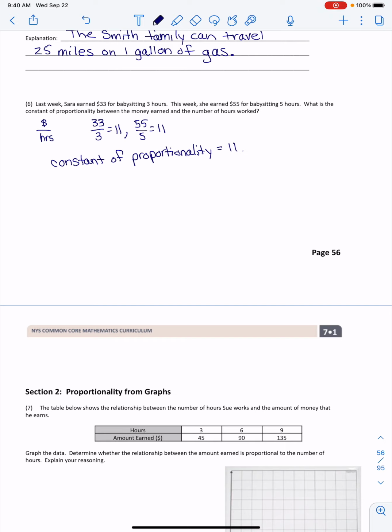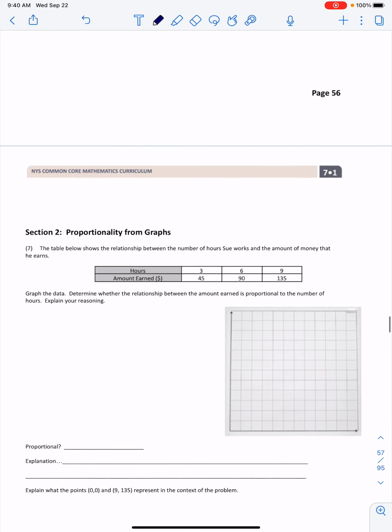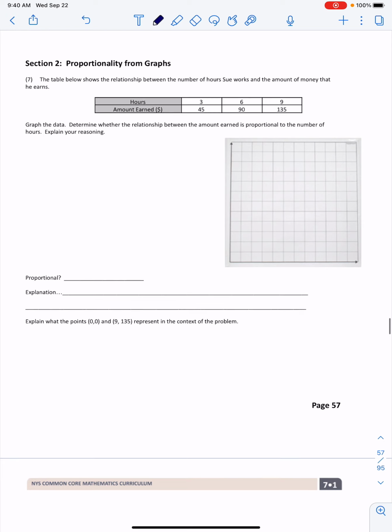Our next question, the proportionality from graphs, says the table below shows the relationship between the number of hours Sue works and the amount of money that he earns. It says graph the data, determine whether the amount earned is proportional to the number of hours. Explain your reasoning. Well, each of these, the hours go up by 3, and the amount earned goes up by 45.